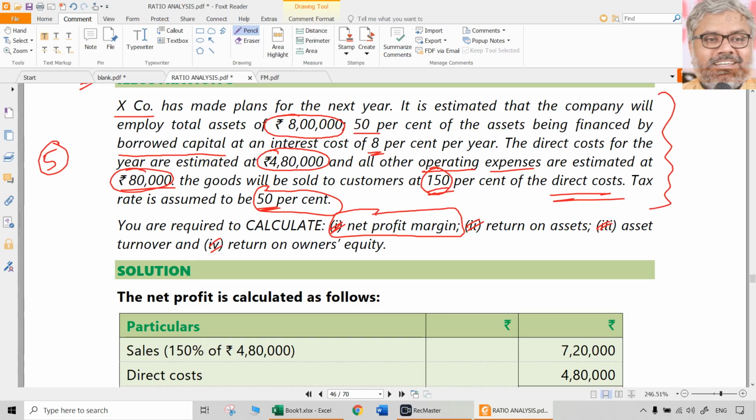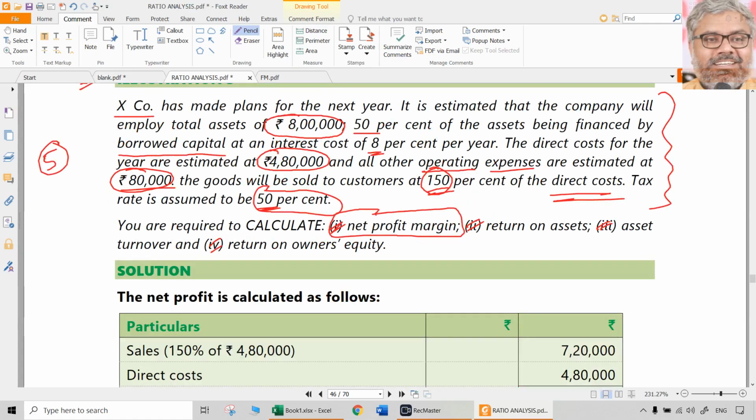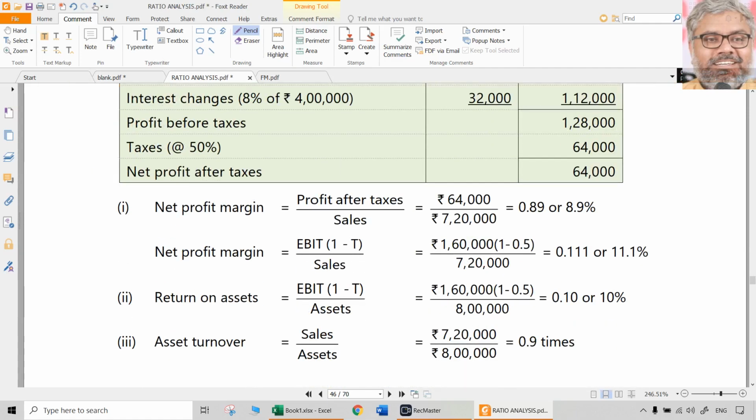So now let us calculate all the ratios which are asked in the question one by one. What is asked? Net profit margin. Margin is the net profit ratio simply. That is how much? 64,000 net profit divided by sales 7,20,000 multiplied with 100. You have to write the formula. What is the formula? Net profit divided by sales into 100. 64 by 720 into 100 means around 8.9% or 8.89%, let us say. That is the net profit ratio. That is the 8.9%. First one.